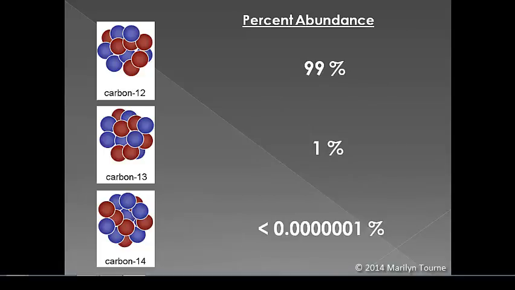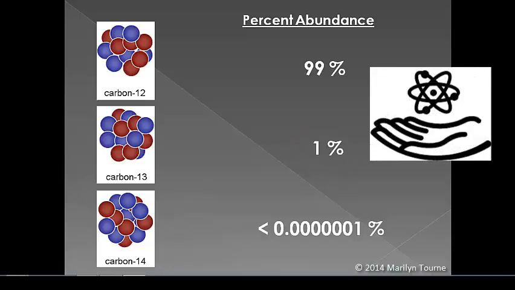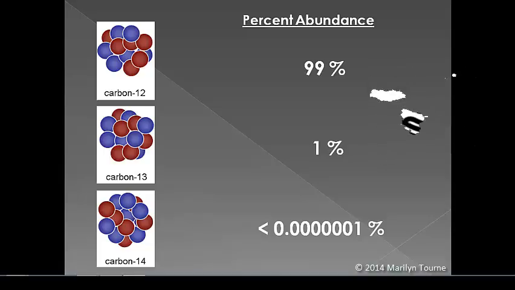I'm going to introduce a term that's called percent abundance. And we're going to learn percent abundance and how to do math problems later in this chapter. But for right now, I just want to tell you that the percent abundance of each isotope of carbon is not 33%. As a matter of fact, it's 99% carbon-12, 1% carbon-13, and a small tiny amount of carbon-14, which is a radioactive compound. So if you were to hold a sample of carbon in your hand, this would be the ratio that you would have.